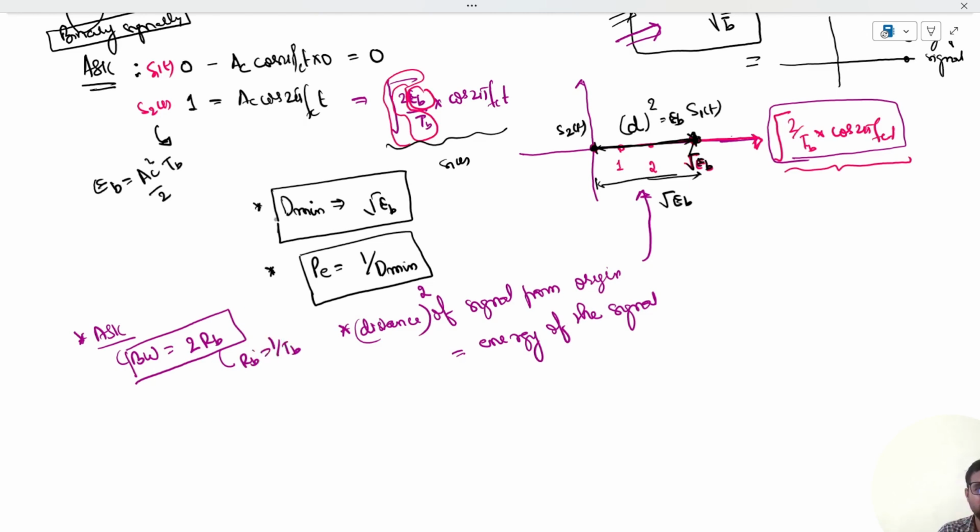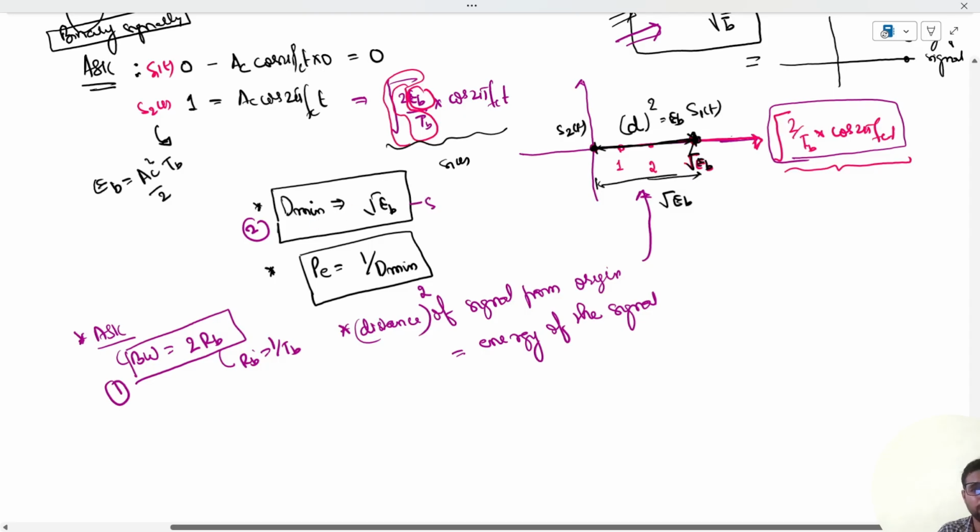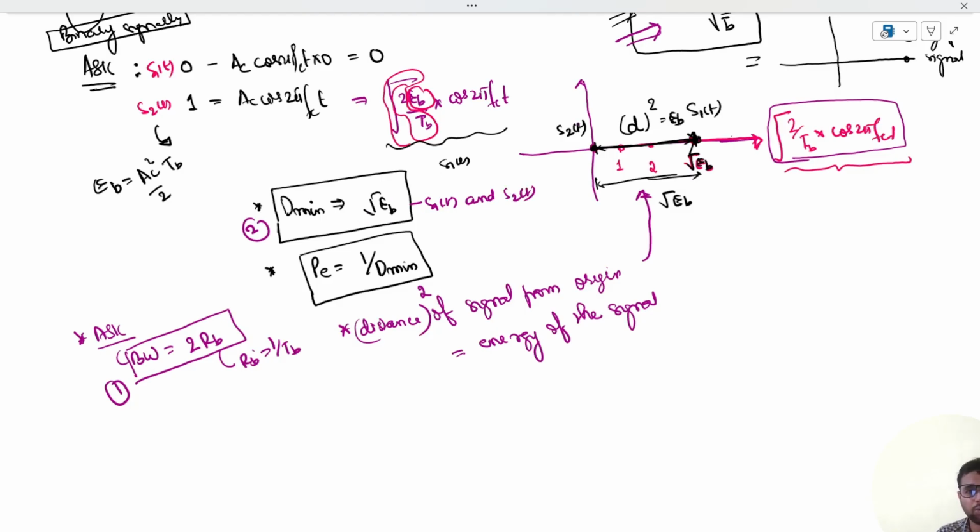Okay. D minimum, this is formula number 1. D minimum is given by root over EB. D minimum is the minimum distance between S1 and S2, between S1(t) and S2(t), between any two signals. But here there are only two signals, S1(t) and S2(t). Therefore D minimum is the distance between them.